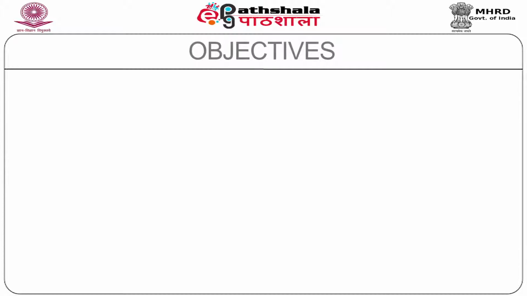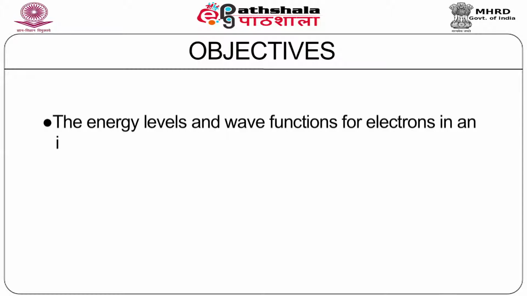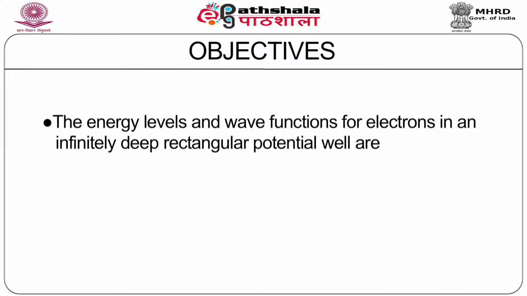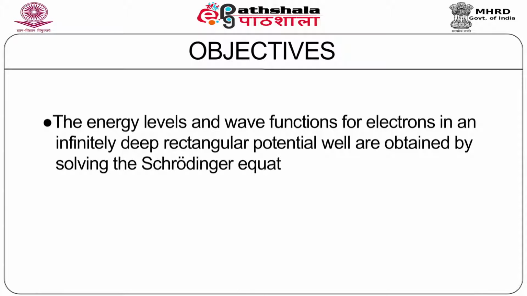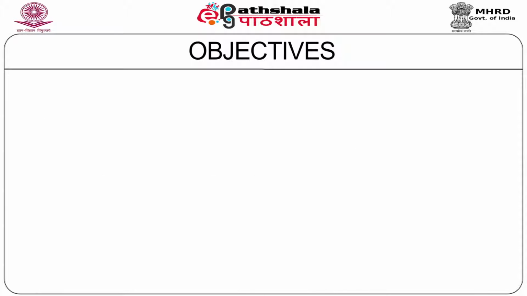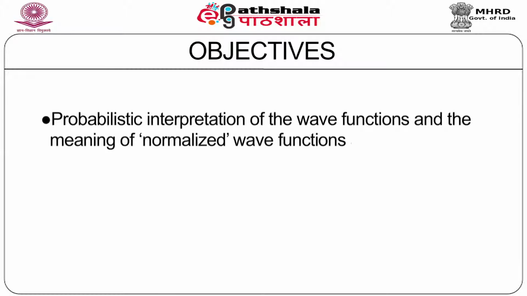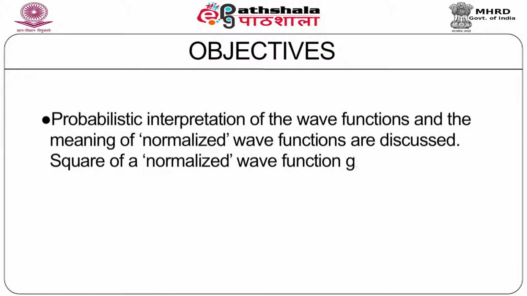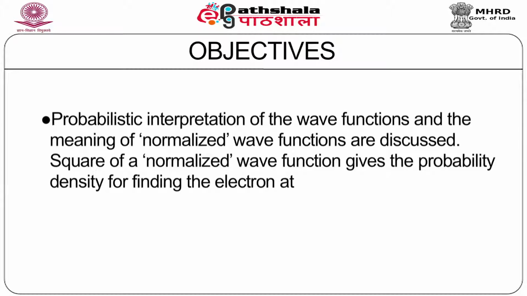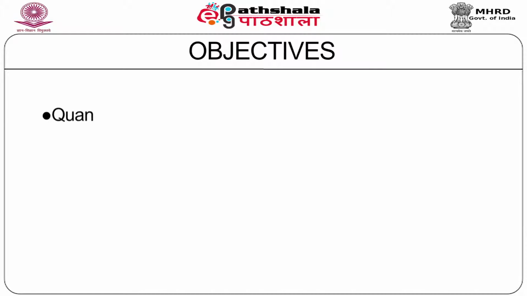Let us now come to the objectives of this lecture. Number 1, the energy levels and wave functions for electrons in an infinitely deep rectangular potential well are obtained by solving the Schrödinger equation. Then, the probabilistic interpretation of the wave functions and the meaning of normalized wave functions are discussed. Square of the normalized wave function gives the probability density or the probability function for finding the electron at a given point. Then we come to quantum dots.